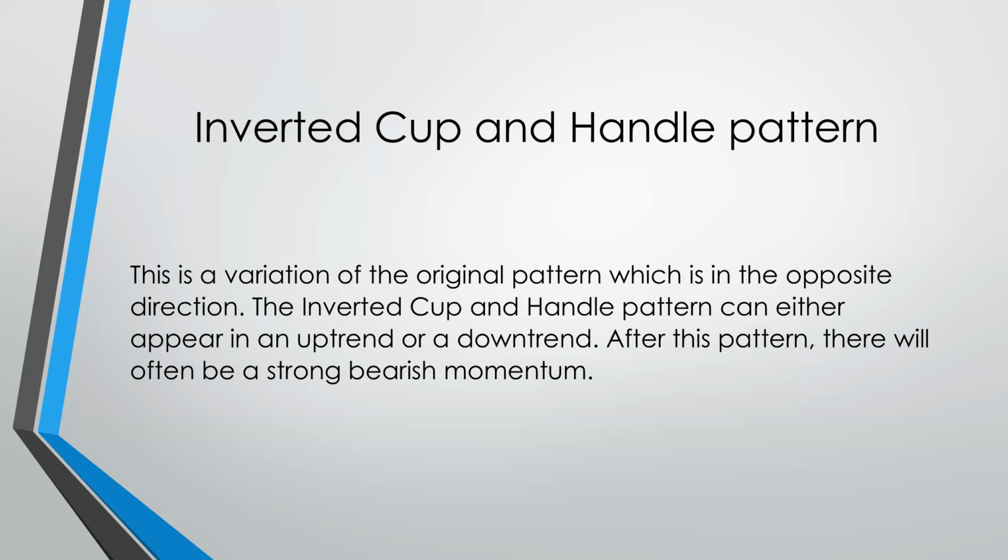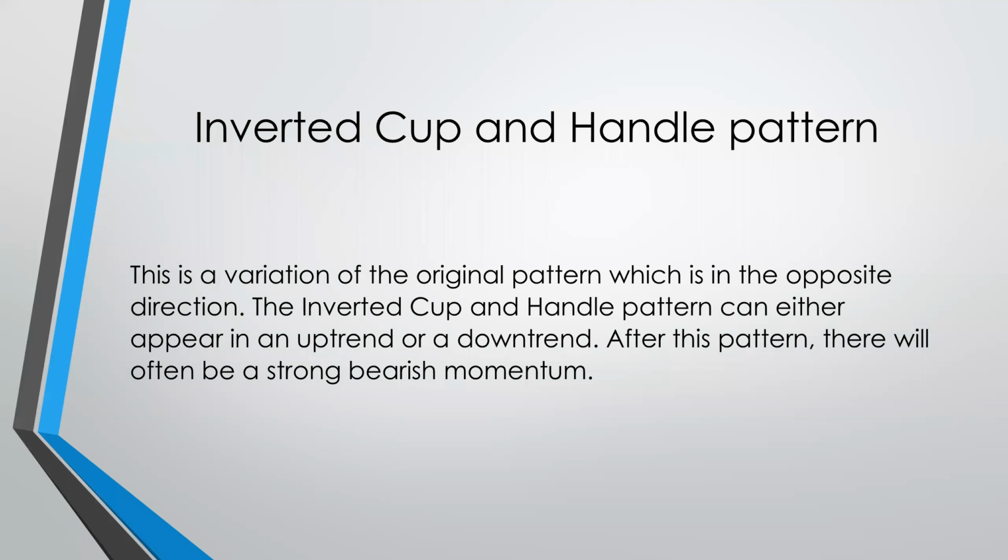So the inverted cup and handle pattern can either appear in an uptrend or in a downtrend. But once that pattern appears, there would be a strong bearish momentum. And why do we say strong? Because again, the cup and handle pattern takes a while to form, but once it is formed, the market continues in that direction for a while.